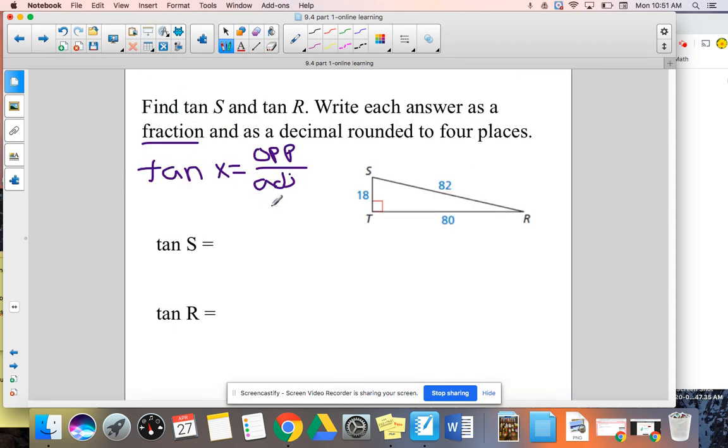So we're going to practice that a little. If you want to pause and try figuring out what the tangent of S is and the tangent of R is, you can pause the video, and then when you're done, you can play it and you can see the answer.